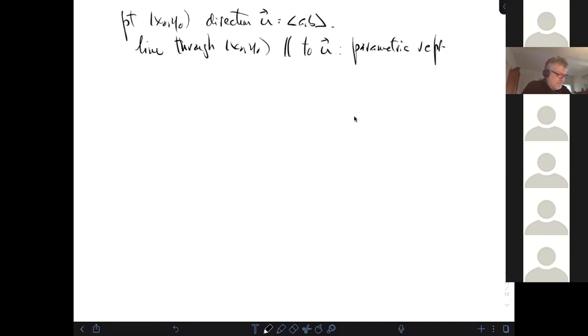Okay, so how does this go again? Well, if I write it the way we saw it, r of t, that's your base point, plus t times your vector. If you remember how to find the parametric representation of a line, point plus t times the vector, that gives you the direction, okay?